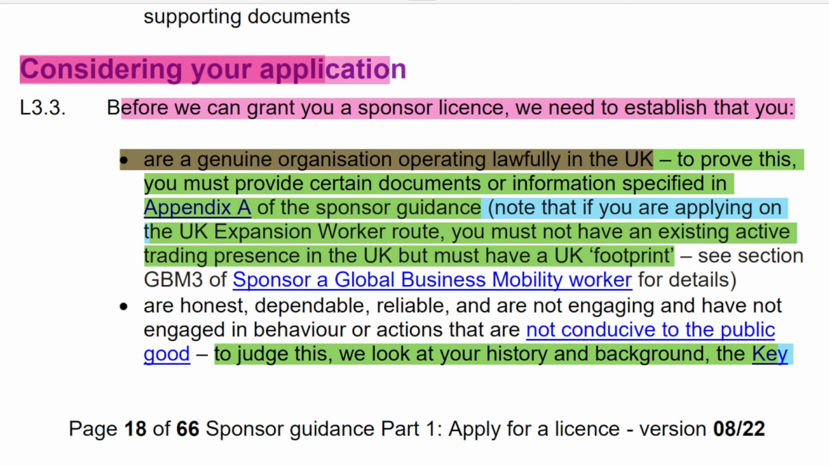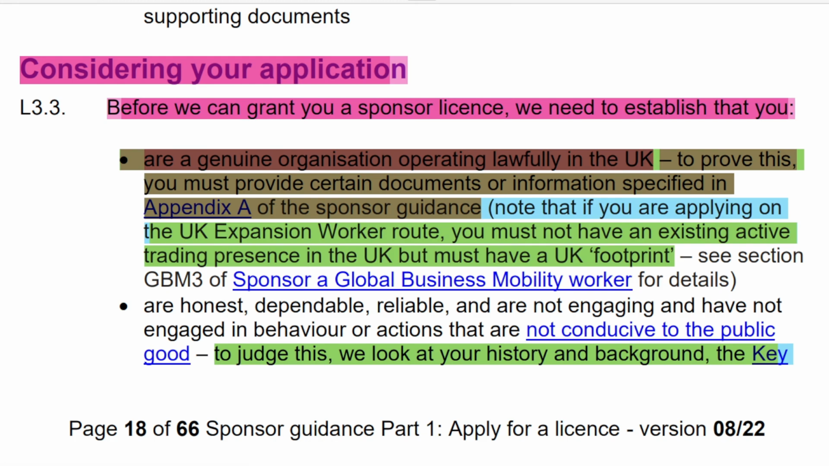Now let's discuss considering your application. Before we grant you a sponsor license, we need to establish that you are a genuine organization operating lawfully in the UK. This part will explain what the Home Office visa officer will think to consider your application, what documents they need, what evidence they need. To prove this, you must provide certain documents and information specified in Appendix A of Sponsor Guidance.